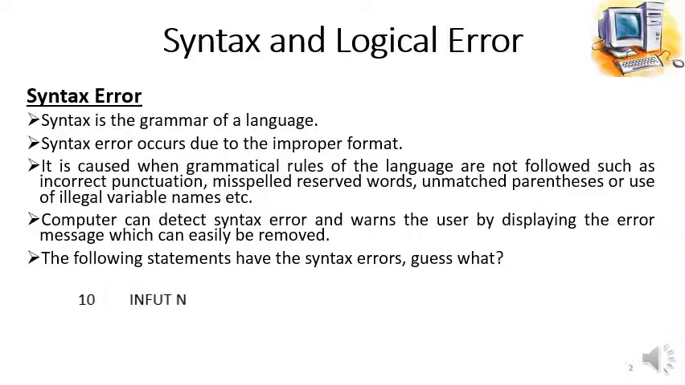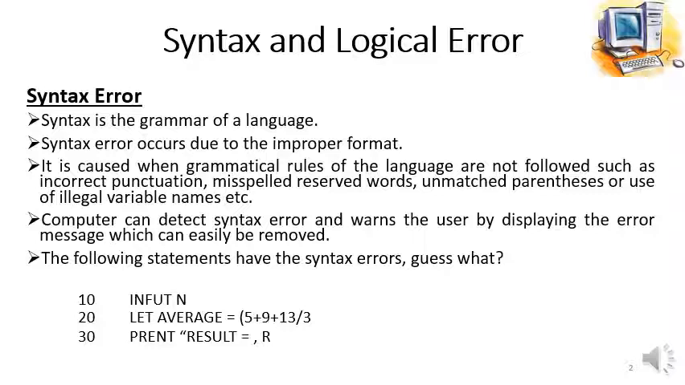Guess what? We have got these three statements of basic programming language. In the first statement, it is written as "infut n". Now we know that they have misspelled the word input. It must be "input", but they have mistakenly written "infut". Instead of p, they have put f. So it should be input n.